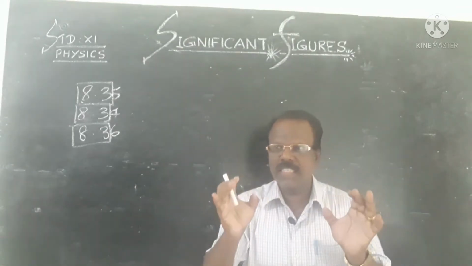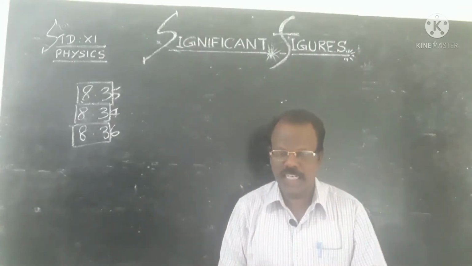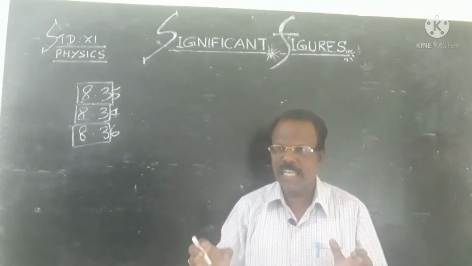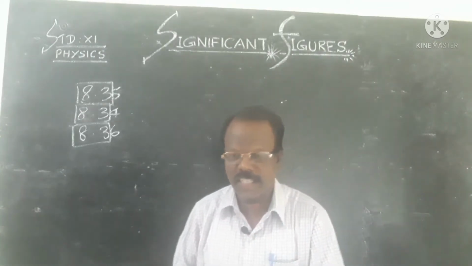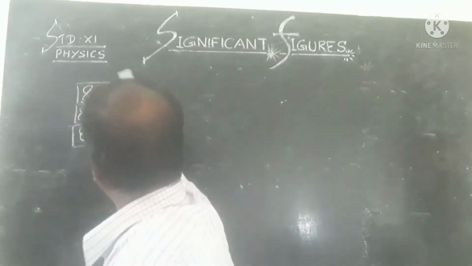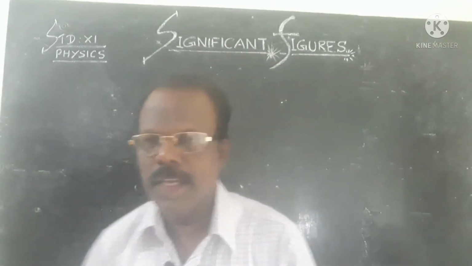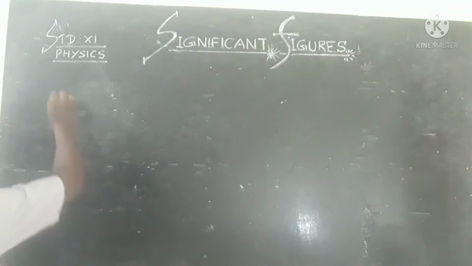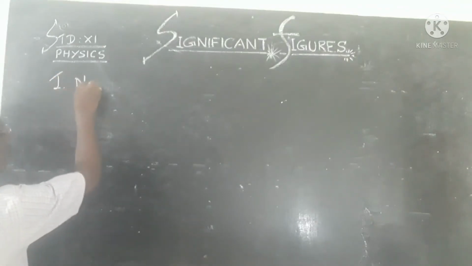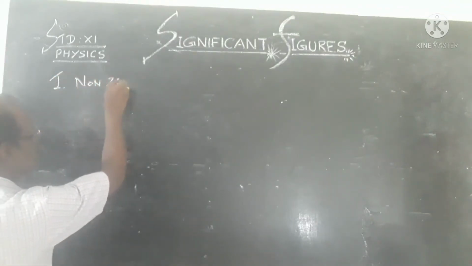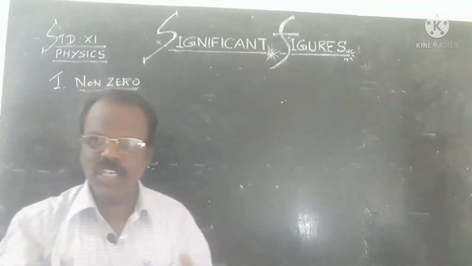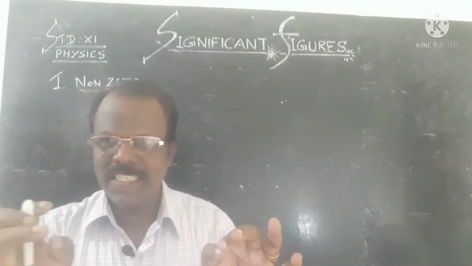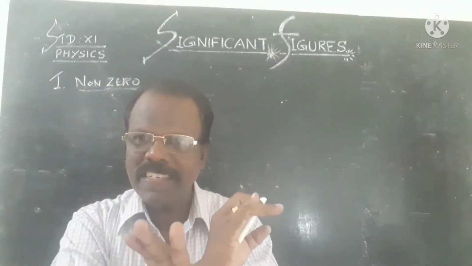Here are some rules for counting the significant figures. Today we are going to study the rules with examples for counting significant figures. Shall we start now? The first rule is for non-zero numbers. Non-zero means without zero. There are some numbers, but there is no zero in them.